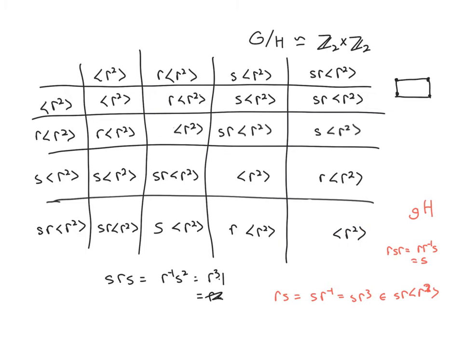So if you do all the calculations, you get this Cayley table. And you discover that you get the identity down the diagonal. It's actually commutative. The product of any two non-identity elements is the third non-identity element. This is just C2 times C2. This is the symmetry group of the rectangle all over again.